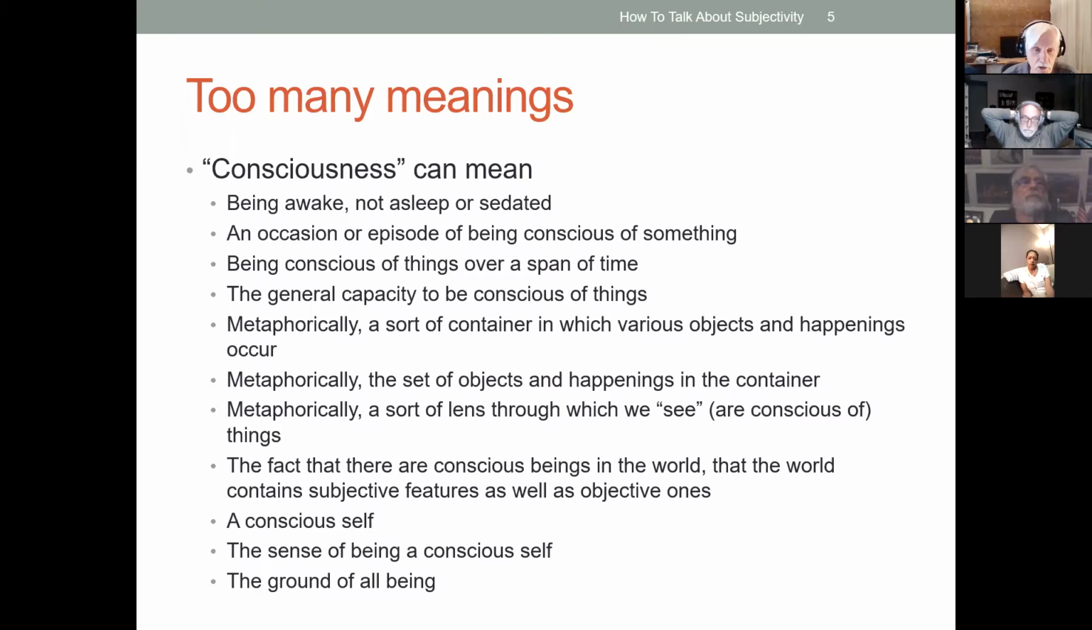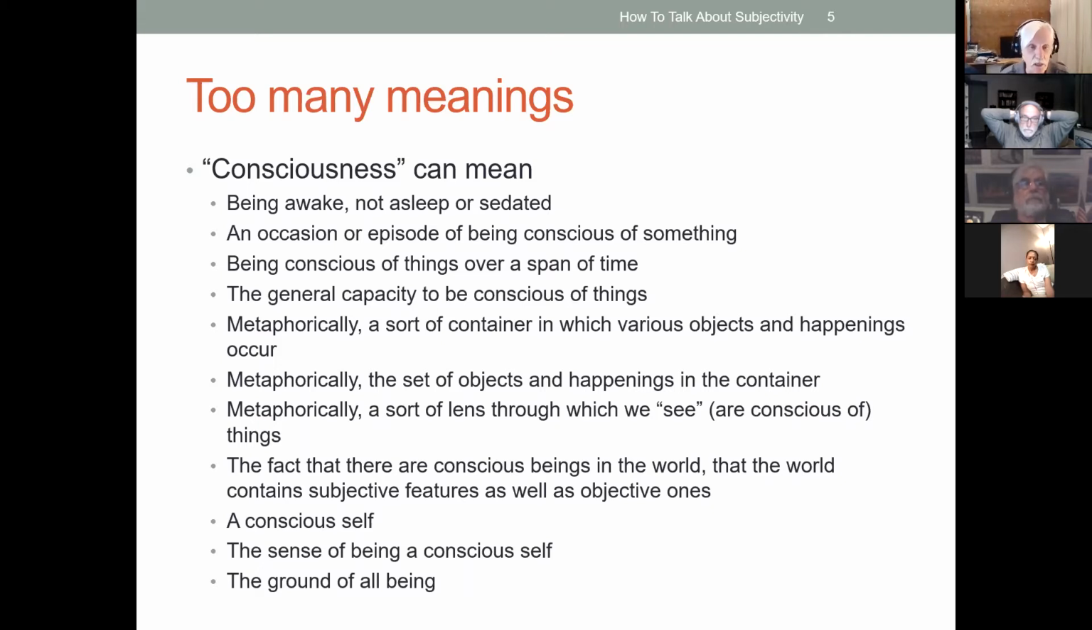Metaphorically, again, it can be a sort of lens through which we see or hear or taste or smell or are conscious of things, like the phrase a bourgeois consciousness or a left-wing consciousness or a heterosexual male consciousness. What that means is there's a sort of lens through which you view the world. It gives you categories by which you understand things.